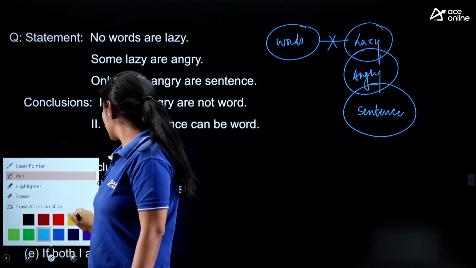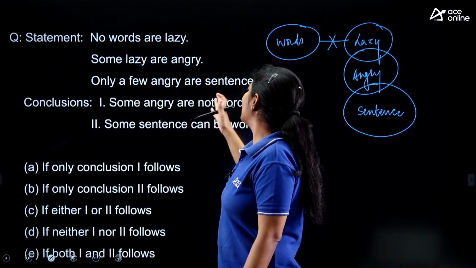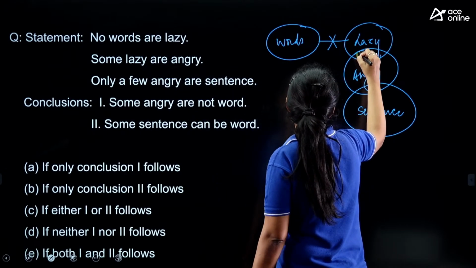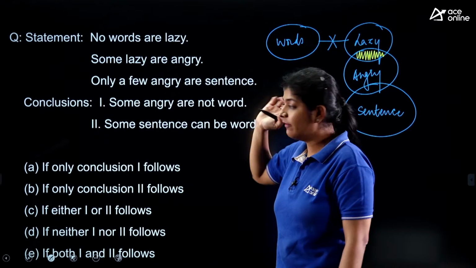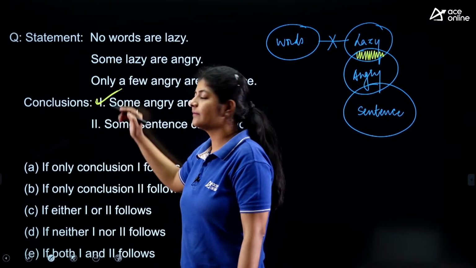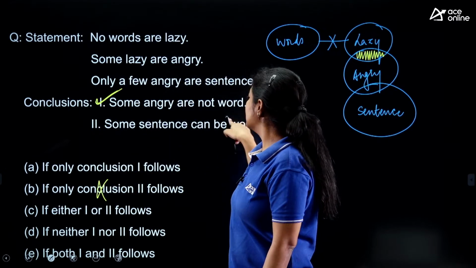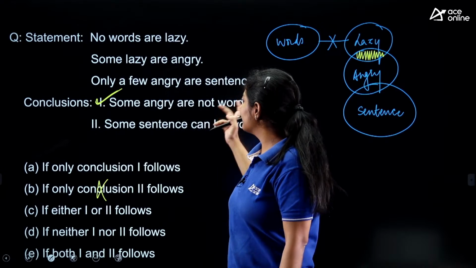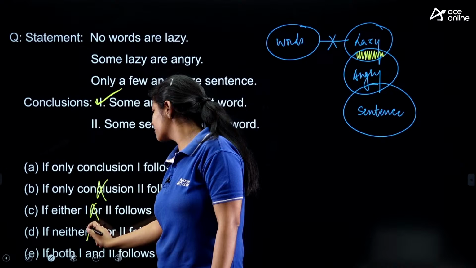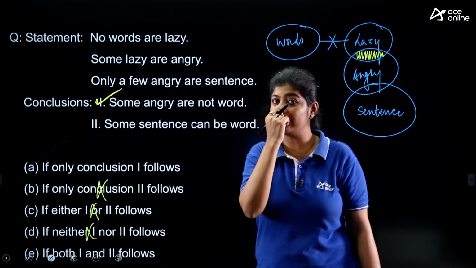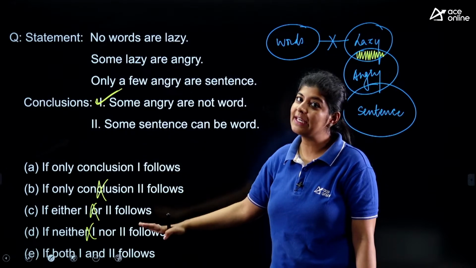And accordingly, I have to check my conclusions. Some angry are word. Yes, we can say that this part of angry, which is common with lazy, can never be a part of word. This one is correct or true. If this is true, option number B is eliminated. The entities we are having are different, so this option is eliminated, this option is eliminated. Now again we are left with the same two choices. Either option number A is the correct one or option number E is the correct one.